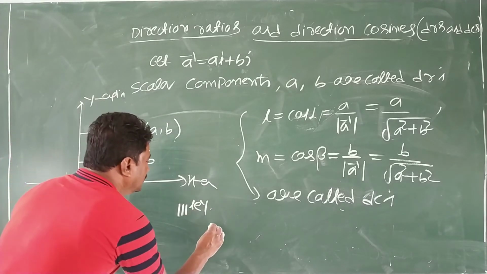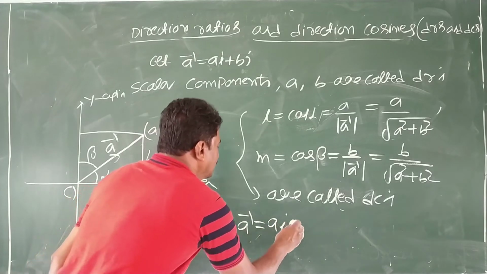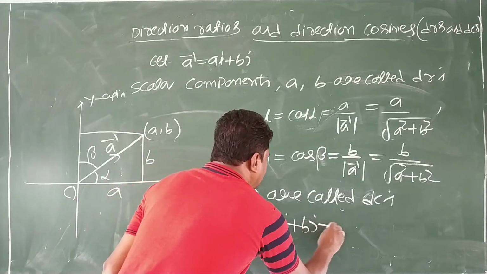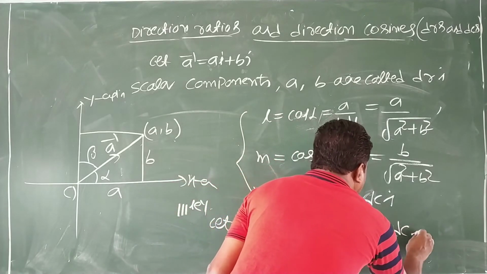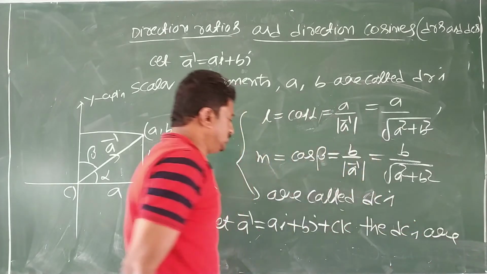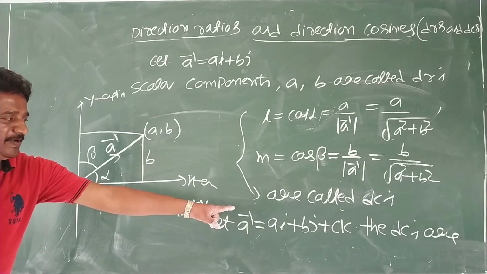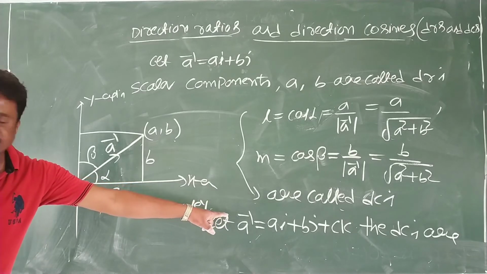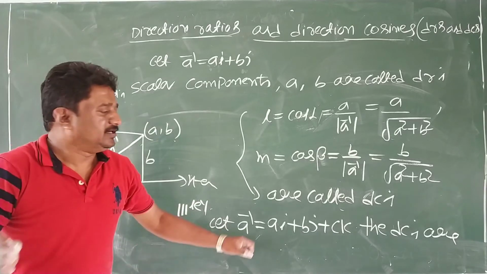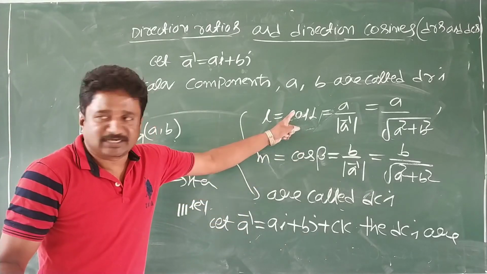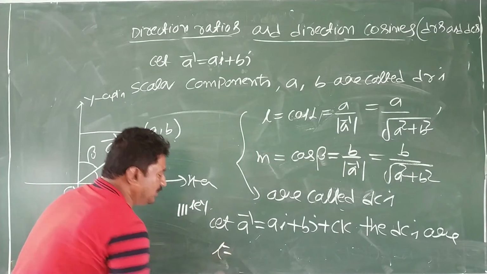Similarly, if I take vector A equals AI plus BJ plus CK, tell me the DCs of this vector. DCs means direction cosines. So L equals what?